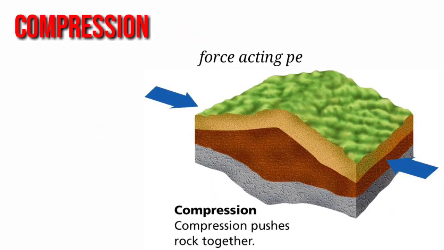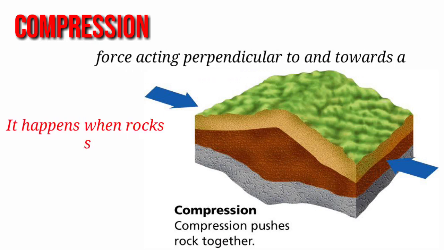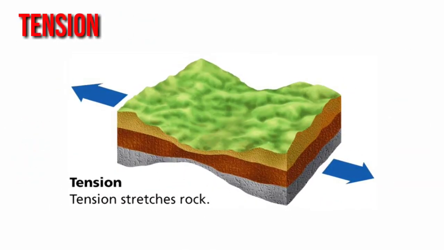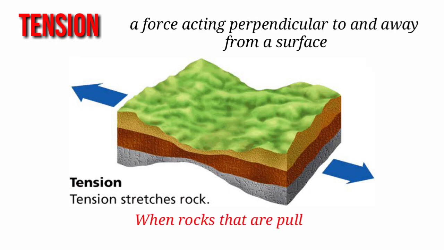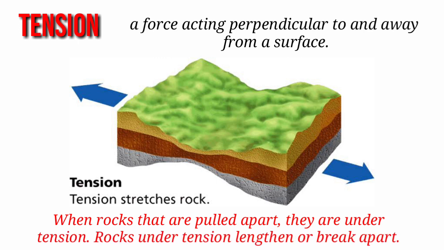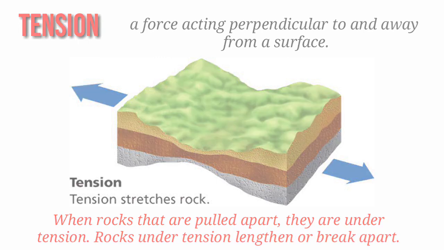Compression refers to the force acting perpendicular to and towards a surface. It happens when rock squeezes together, causing rocks to fold or fracture or break. Tension refers to a force acting perpendicular to and away from a surface. Tension is the major type of stress at divergent plate boundaries.